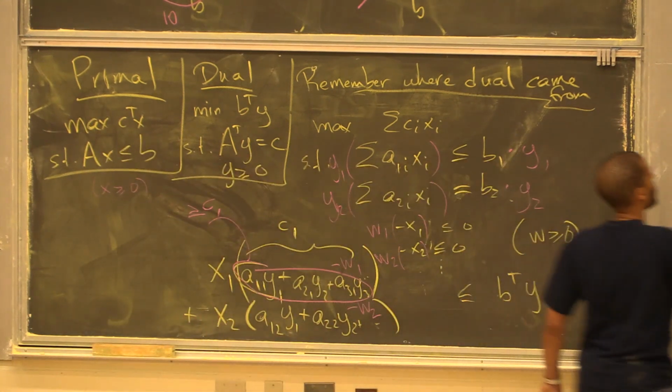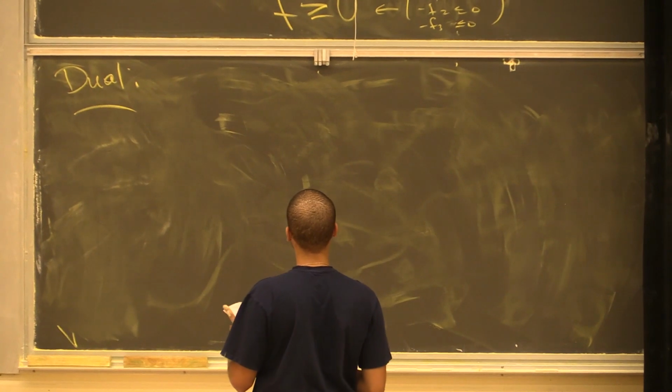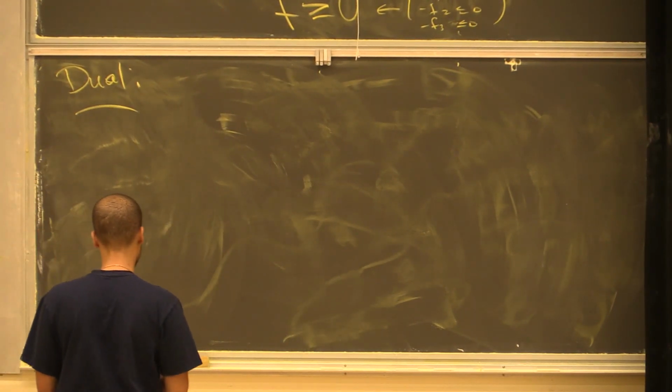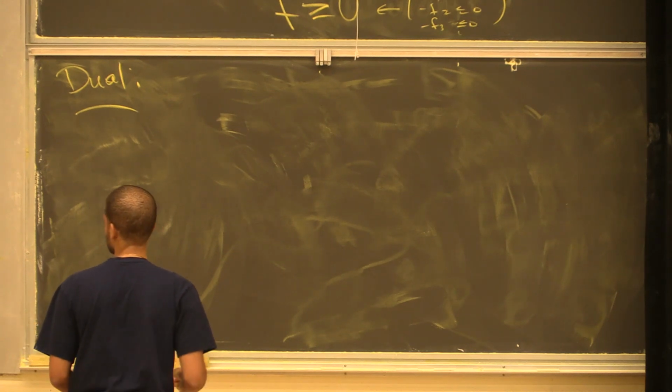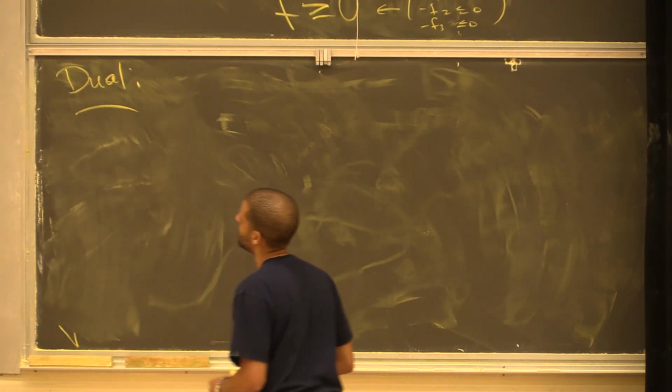So now let's try to write the dual. So I'm trying to minimize b transpose y. And actually, I don't want to be, so I call these w's. Let me actually just call them z's, because I want to use w for something else soon. Okay. So what's the dual?